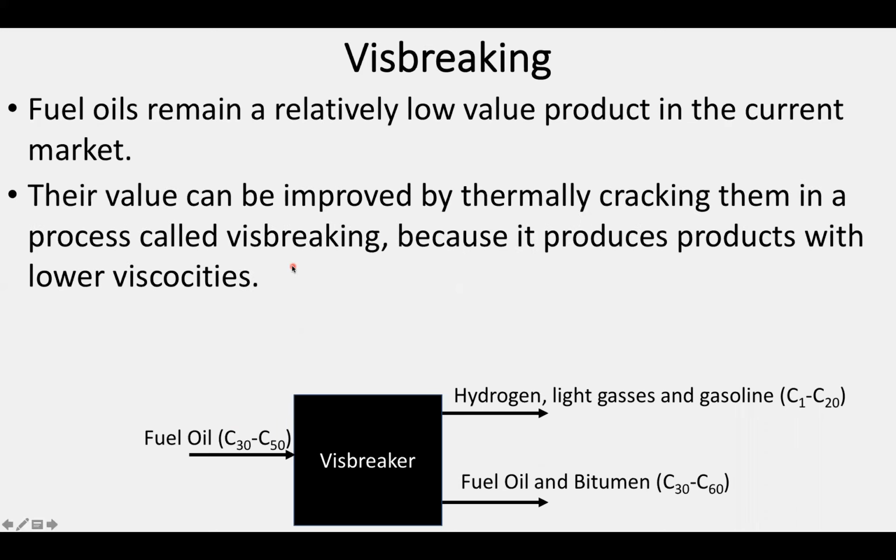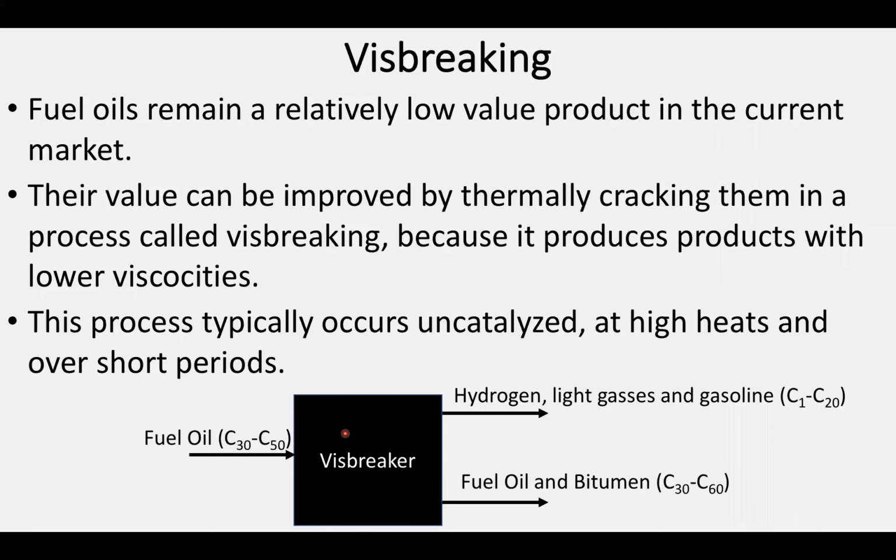And we can often do this via visbreaking. So visbreaking is essentially another form of thermal cracking. So again, kind of like our FCC process, except one of the major differences is we're going to have to use much higher heat, and often we're going to do this over short periods to prevent essentially denaturing of our species. And because of these high heats, it often occurs uncatalyzed.